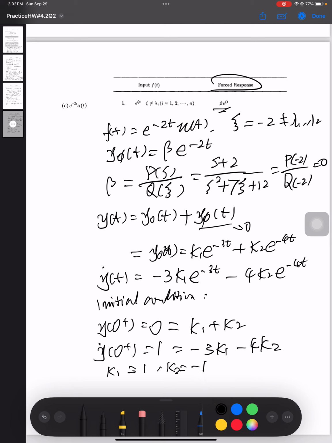And so we can get y(t) just equals e^(-3t) minus e^(-4t), for t larger or equal to 0. So that's it. This is the solution of this equation. Thank you.